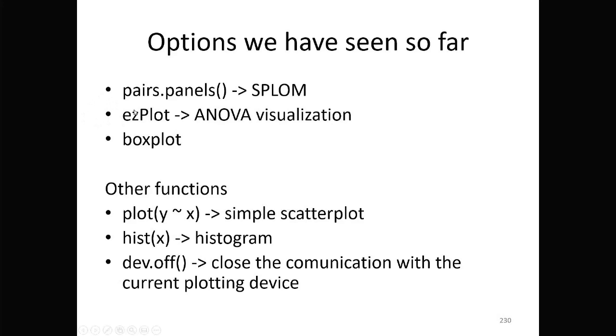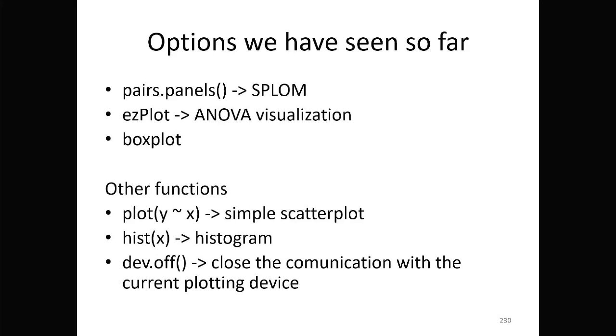We've seen ezPlot to visualize data for ANOVA. We've seen the box plot when we talked about outliers, again in the video lectures. There are other plotting functions. For example, this plot function gives you a scatter plot. Hist gives you a histogram. This is a function that I didn't teach about, but you should know.